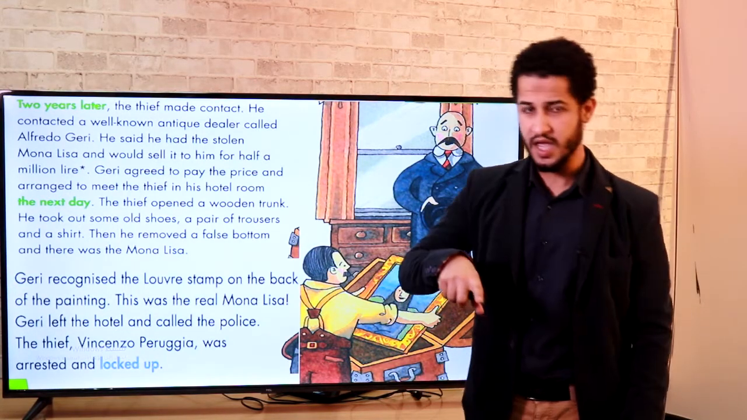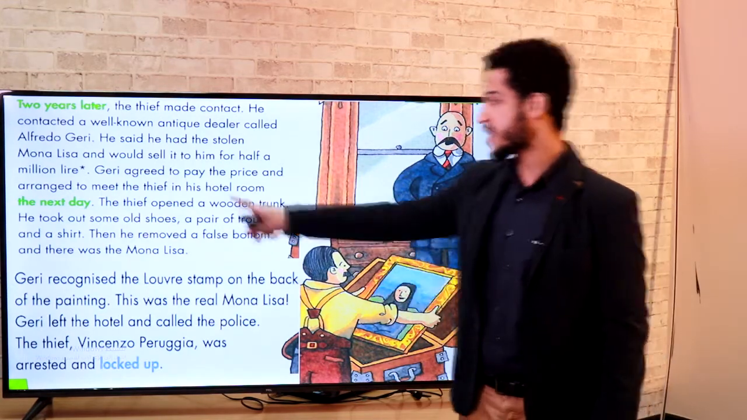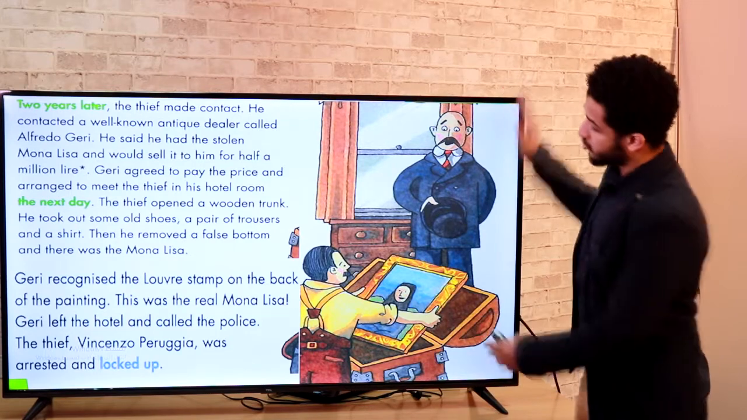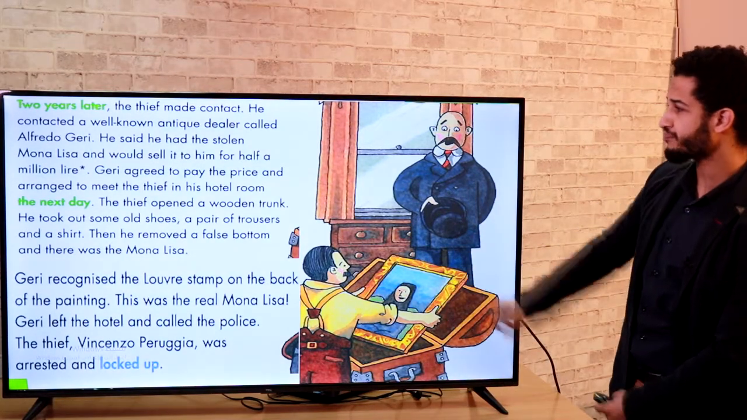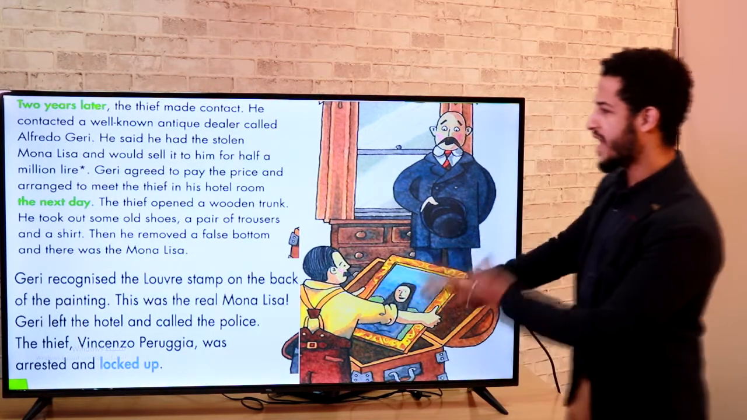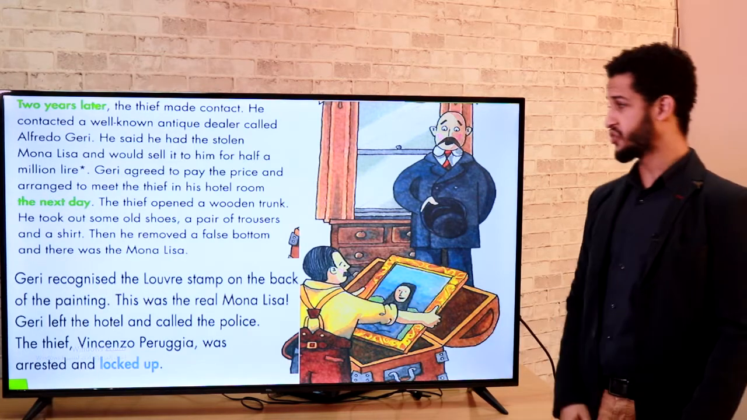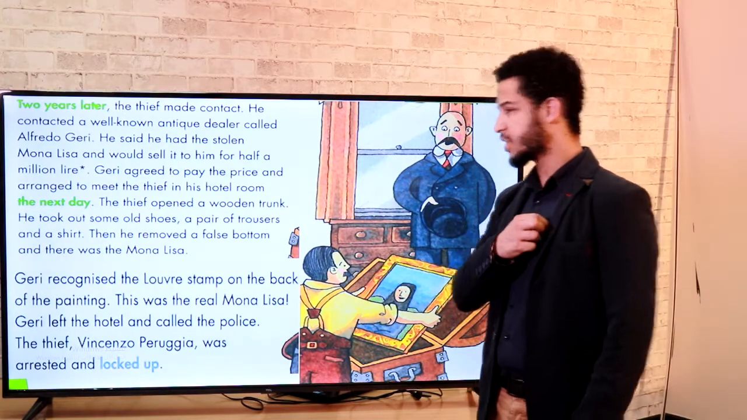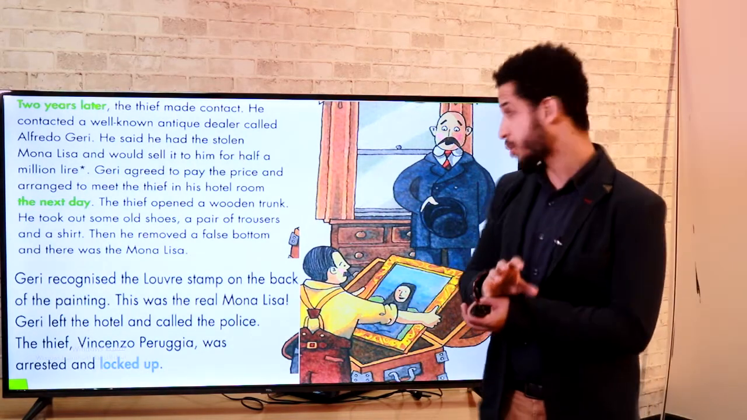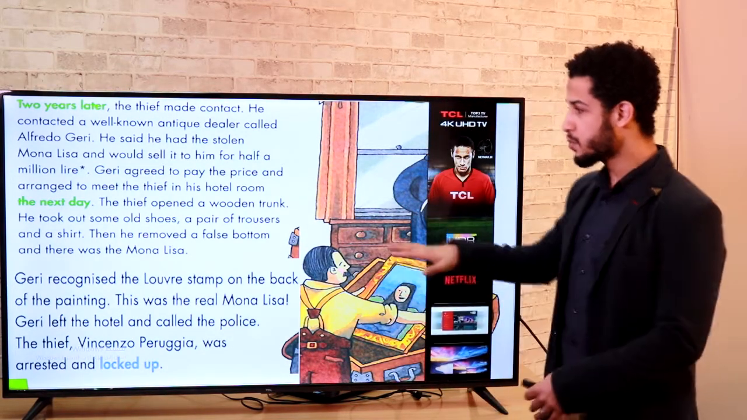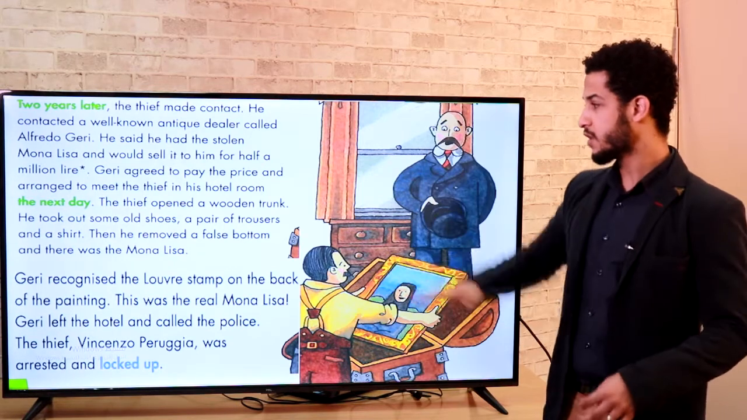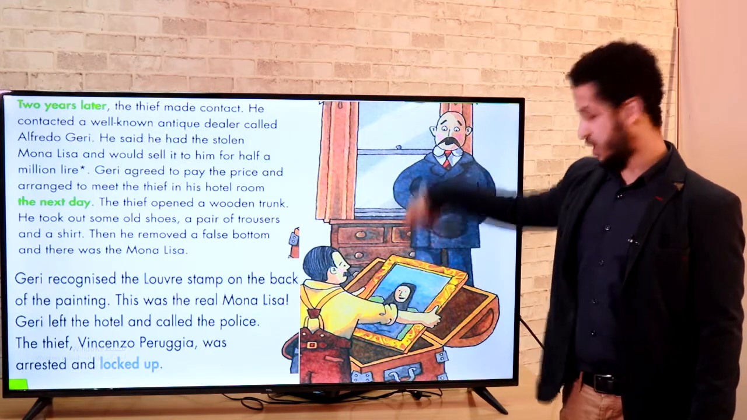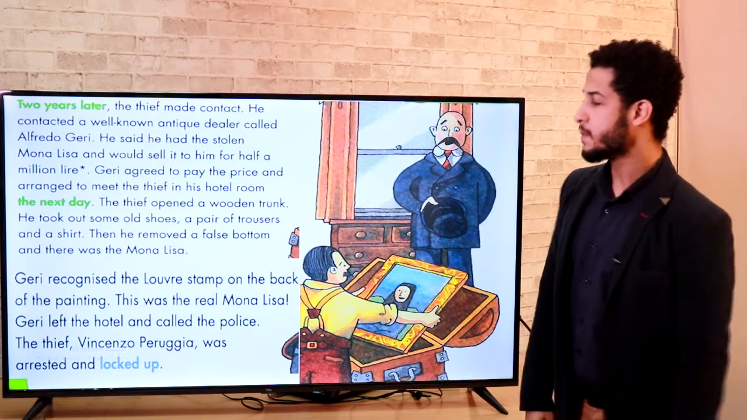The next day, the thief opened a wooden trunk, like a box, okay? And then he took out some old shoes, a pair of trousers, and a shirt as a kind of camouflage, okay? Then he removed a false bottom, and there was the Mona Lisa.